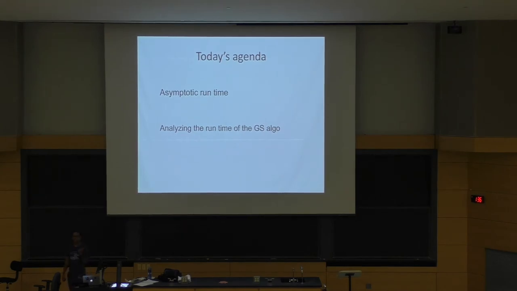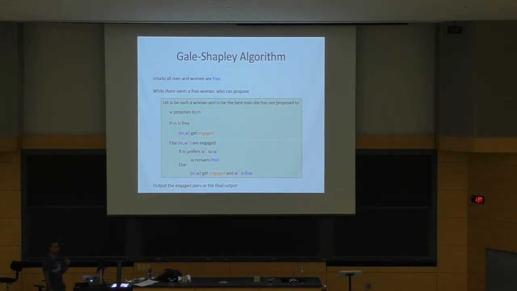So we talked about doing asymptotic runtime analysis, and we did it for a simple algorithm. So now what we want to do is analyze the Gale-Shapley algorithm. So remember, we looked at the stable matching problem, looked at the brute force algorithm, looked at the Gale-Shapley algorithm, proved that it's correct, but we never analyzed its runtime. And so that's what our next goal is. And again, please remember the pseudocode. Everyone's free at the beginning. And then there's a loop that runs while there's a free woman who can propose to someone. There's some engagements happening and so on. And at the end, you just output the engaged pairs as the final output.